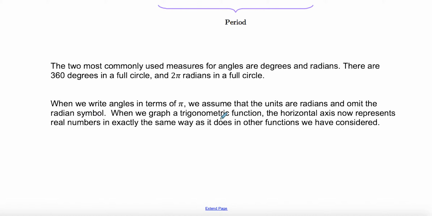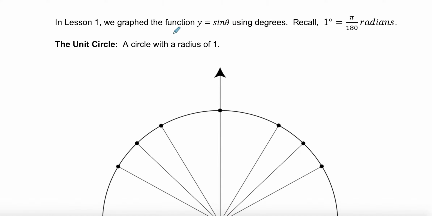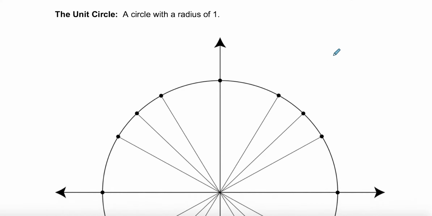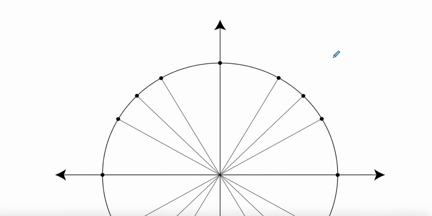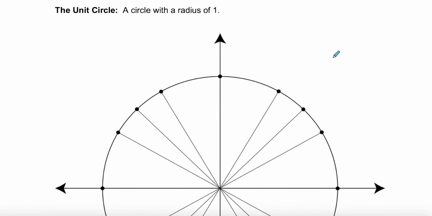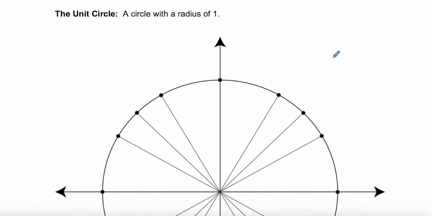When we graph a trigonometric function, the horizontal axis now represents real numbers in the exact same way as it does when we graph other functions. In lesson 1, we graphed the function y equals sine theta using degrees. Recall from lesson 2, 1 degree is the same as pi over 180 radians. We're going to look at the unit circle, and I love this unit circle because I think it really starts to help us understand how all of these exact values and how everything is tied together.